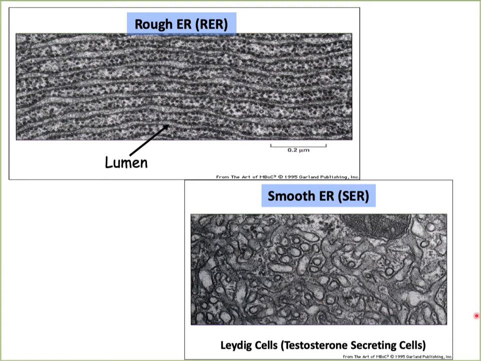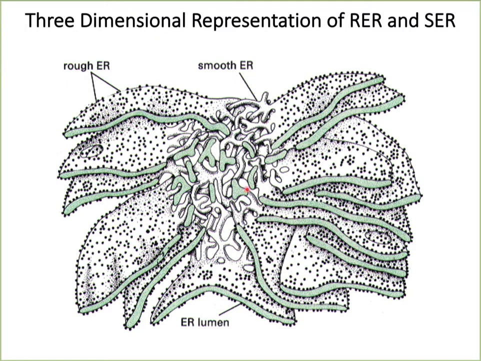So the cells whose function is to secrete substances such as hormones have more smooth ER than a typical cell. To give you an idea about the rough ER and the smooth ER, and where they are located in relationship to each other, here is a three-dimensional representation of these organelles. You can see that most of the ER is rough ER, which has the ribosomes bound that are involved in synthesizing these secretory proteins. The smooth ER is found here right in the middle. This is the region from which the vesicles actually bud on their way to the Golgi apparatus.